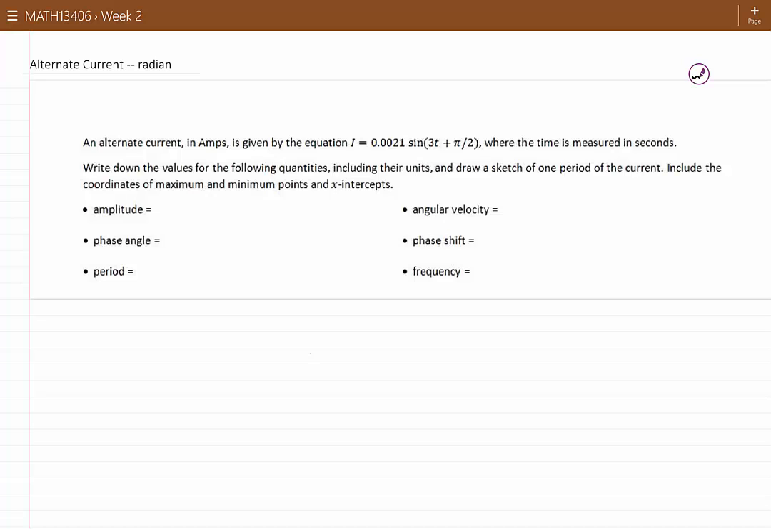Okay, the first thing we do is find the values of the 6 quantities that we've been asked to find. By use of that information, we should be able to sketch the curve for the current versus time. I'll start with the amplitude. As you can see, the amplitude is equal to 0.0021 amps. We should make sure that we include the units for every quantity that we find.